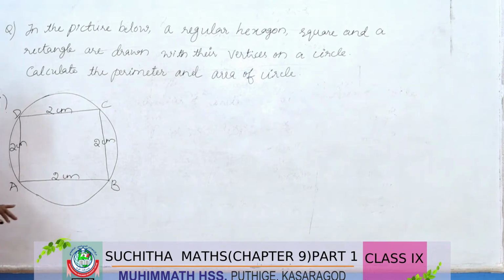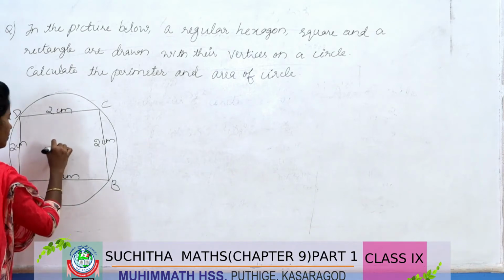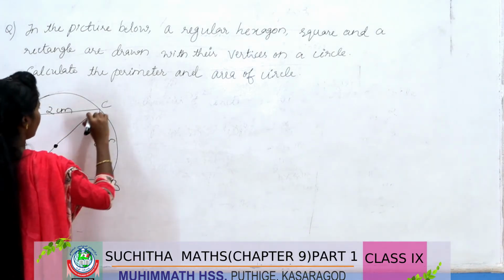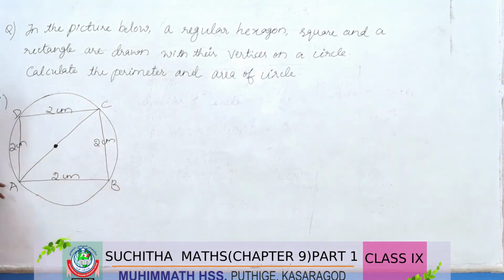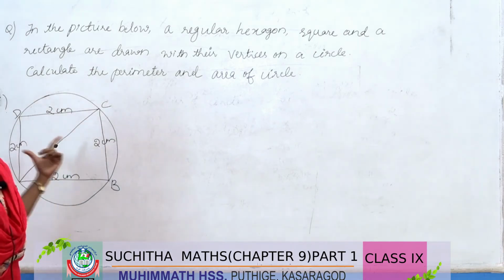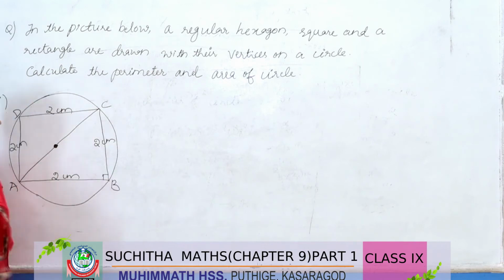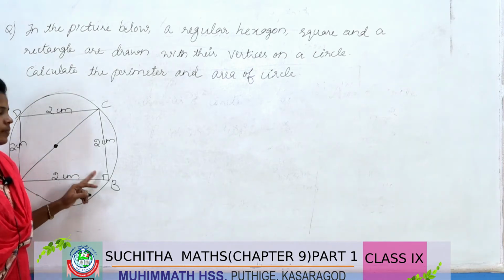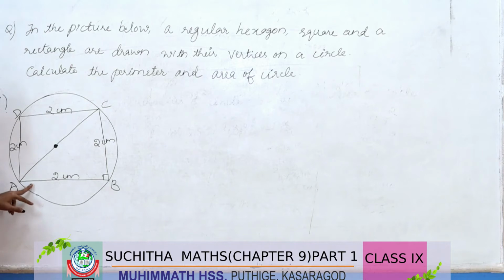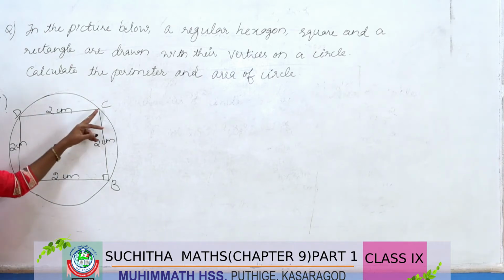Okay, so first find the radius. Join the diagonal AC, and this line passes through the center of the circle. That means AC is the diameter of the circle. So how can we calculate the length of AC? Listen, here we get 2 triangles, triangle ABC and triangle ADC. These 2 triangles are right angled triangles. Right angled triangle means one angle is 90 degrees. So by using the Pythagoras theorem, calculate the length of AC. Okay.